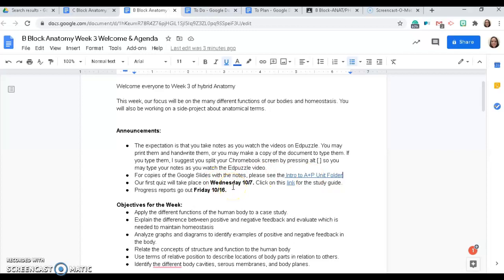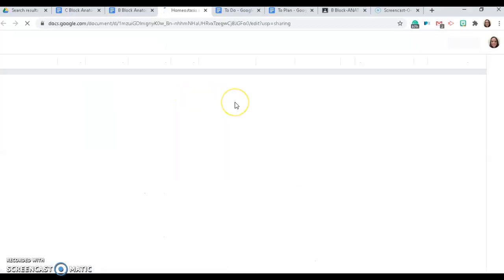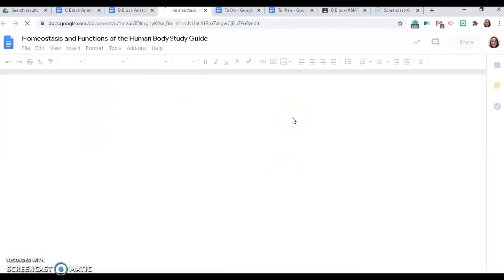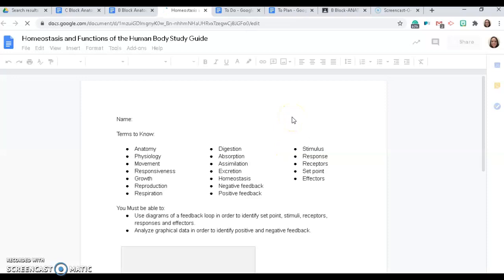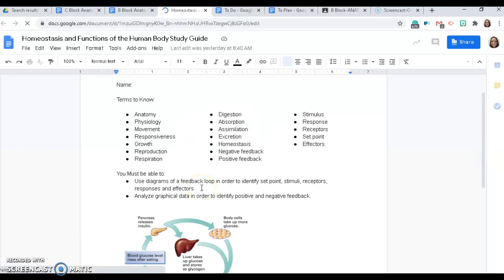I am planning that we will have a quiz on homeostasis and the functions of life next week. This date is tentative, might change, but for now, expect to have a quiz on our next remote day. I did include a link to a study guide. If you just click on that, it'll tell you all the vocabulary and all the stuff that you have to know and to be able to do for the quiz. A lot of the stuff we're going to be talking about this week and we'll be going over in class.